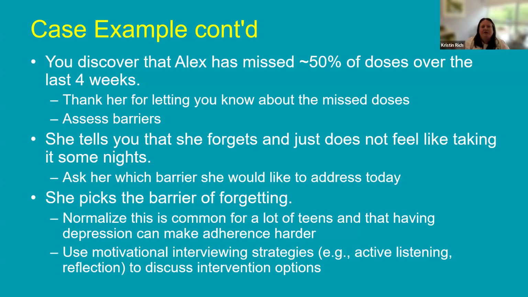And then at this point, you want to kind of move on to, again, use your motivational interviewing strategies to discuss intervention options. This could be working through the tool that you will have at hand, or asking her, what has she heard of? What has she thought of trying? Or would she like you to suggest some ideas that have worked for other teens? So there's a lot of different ways you could take the conversation, but the idea is that you're getting at, okay, what can we do to address this problem of forgetting?